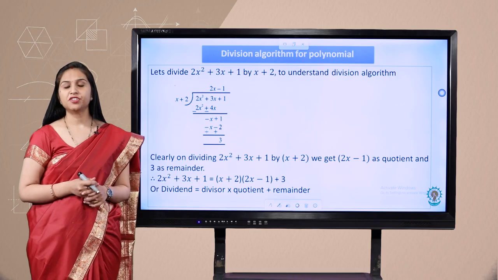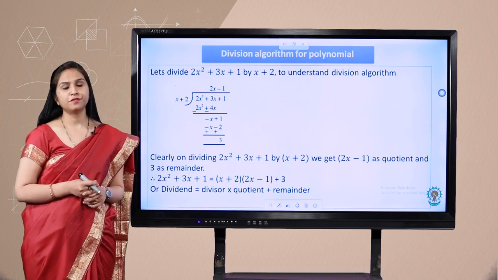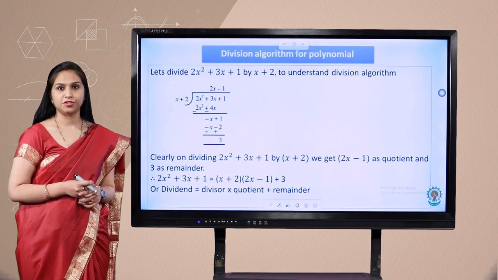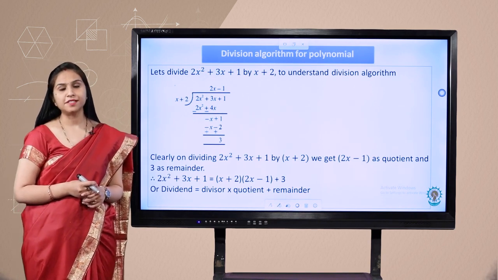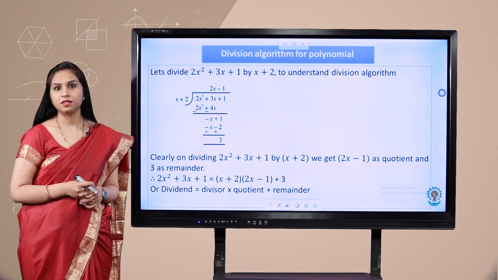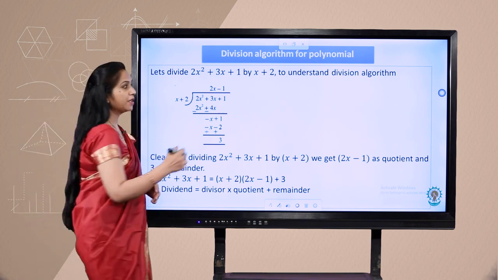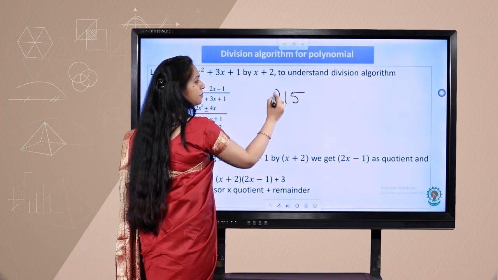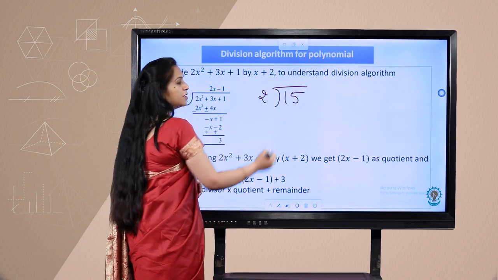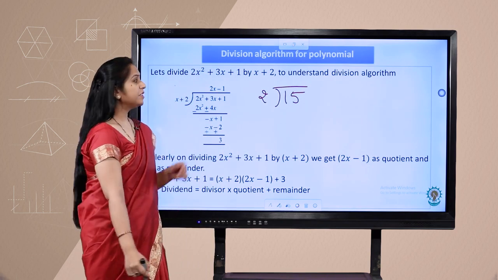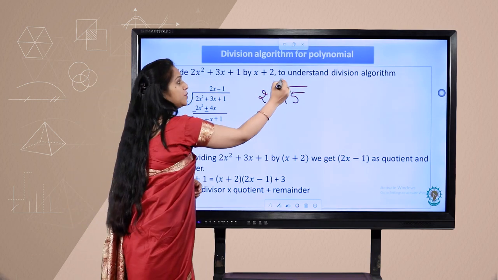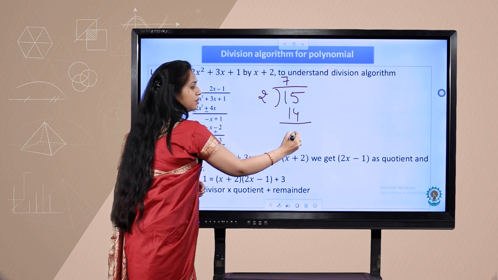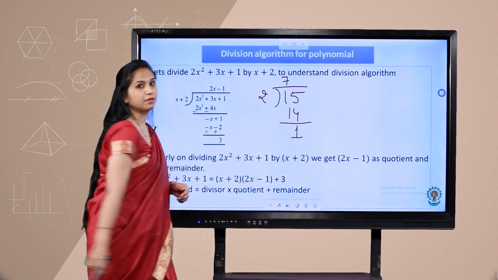To begin with division algorithm, children, first of all, I would like to give you one very small example of normal division. Suppose you are dividing the number 15 by another number 2. So, children, we know when we divide it, we will write 2 into 7 is 14, and after doing subtraction, we are left with the number 1.